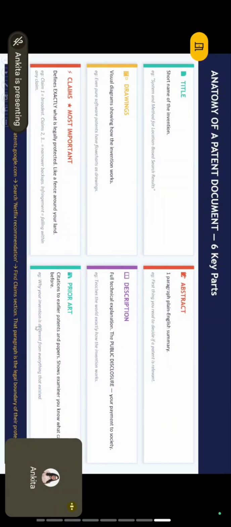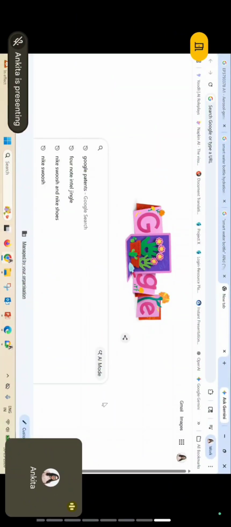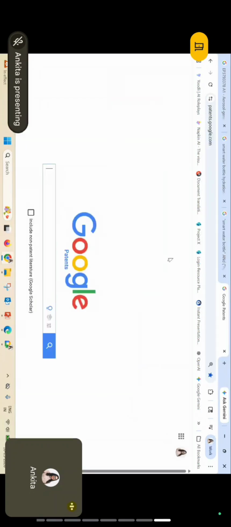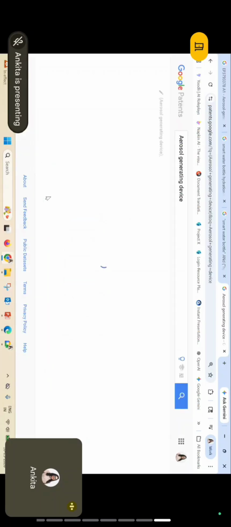So next is the anatomy of the patent document. There are 6 key parts in patents. You can also search on Google Patents, which is free of cost. If in Google Chrome I write Google Patents, we'll go to this page and the Google Patents browser is open. Here you can type any invention. You can even write Swiggy, Zomato, Blinkit, anything. Here I'm typing aerosol generating device, and we'll get almost 1 lakh patents on this.